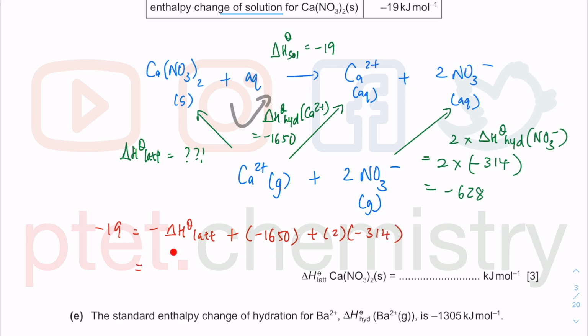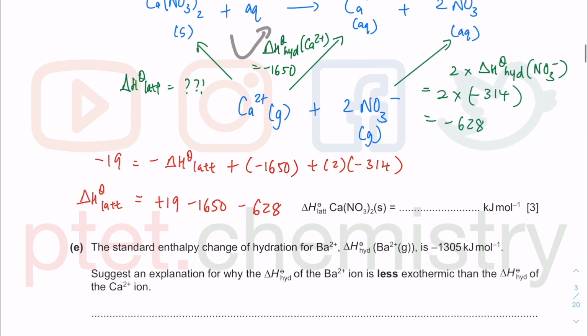Now they want the lattice enthalpy. I'm going to move the lattice enthalpy to the left hand side. And then I move the minus 19 to this side, I get plus 19. This is minus lattice, it becomes positive lattice. This is going to become minus 1650. It's going to become minus 628. Now you're ready to just press your calculator. And you get minus 2259.